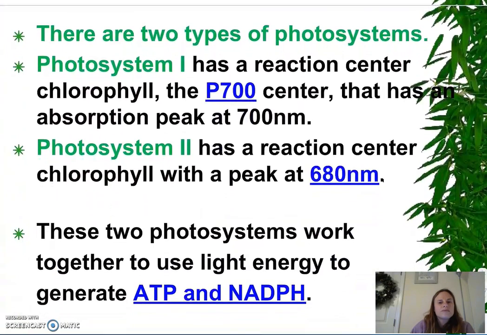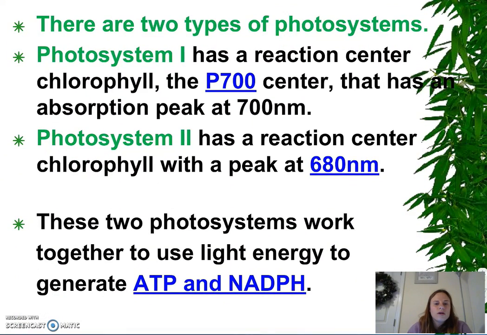And there are two types of photosystems. Photosystem 1, or PS1, or P700, is called that because it has an absorption peak at 700 nanometers, whereas PS2, or photosystem 2, or P680, has a reaction center with an absorption peak at 680 nanometers. Now, these two photosystems are going to work together to use that light energy to generate ATP and NADPH.